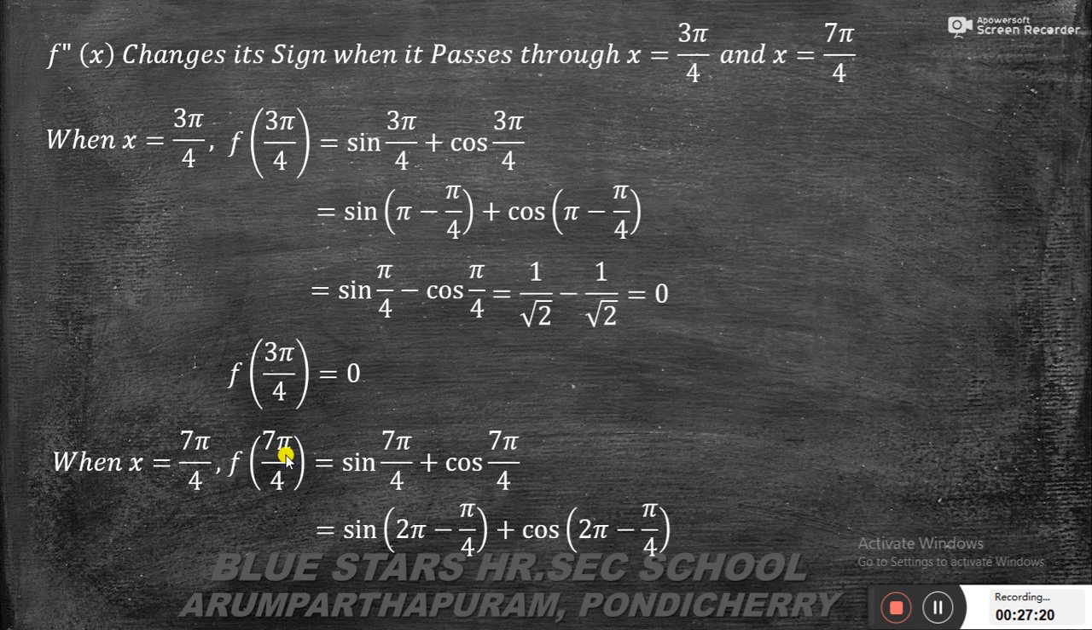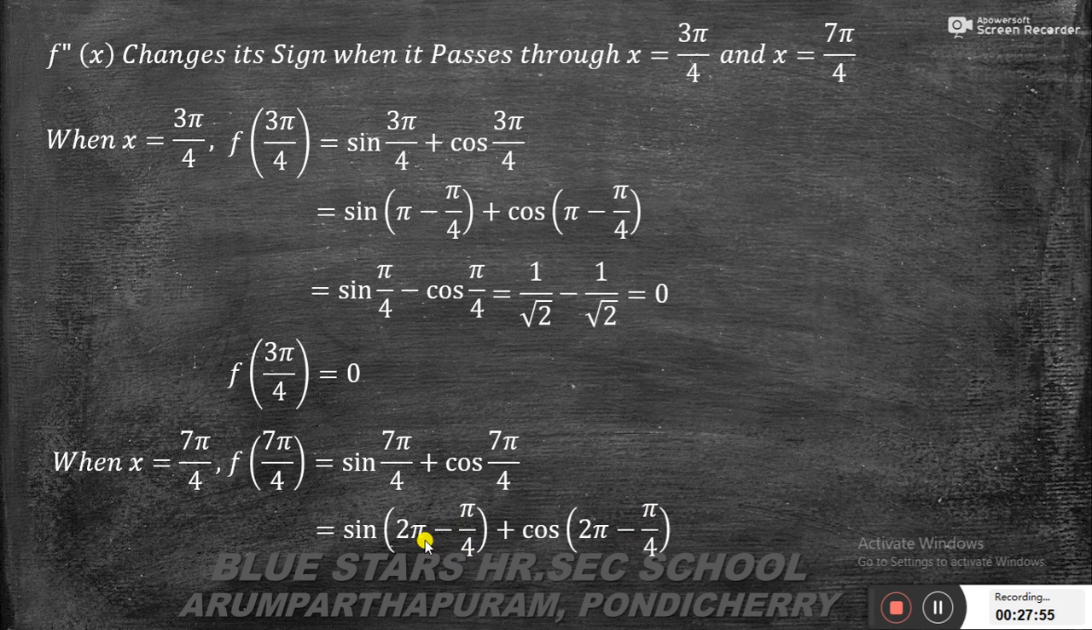Next, for the second inflection point, I substitute x equal to 7 pi by 4. So f of 7 pi by 4 equals sine 7 pi by 4 plus cos 7 pi by 4. Again I write 7 pi by 4 as 2 pi minus pi by 4. Cross multiplying, 2 pi into 4 is 8 pi, and 8 pi minus pi is 7 pi by 4. Plus cos of 2 pi minus pi by 4, which is again cos 7 pi by 4.